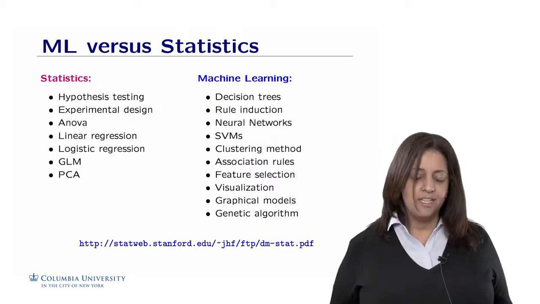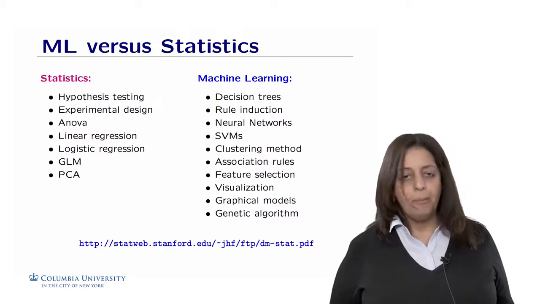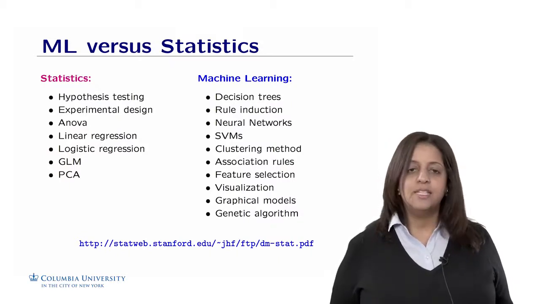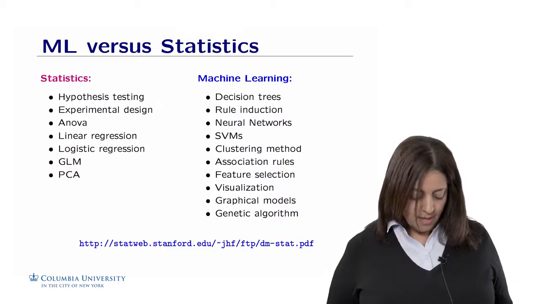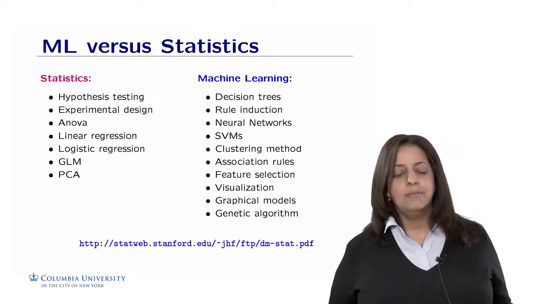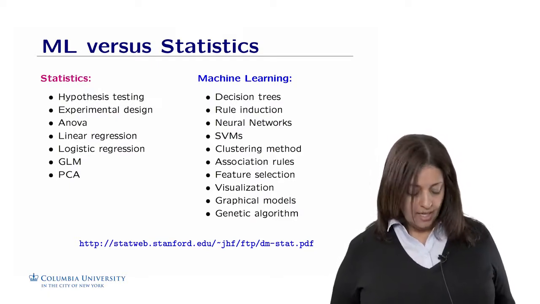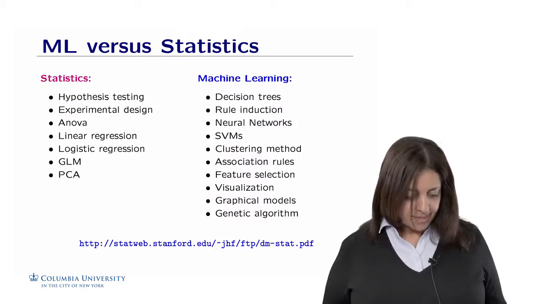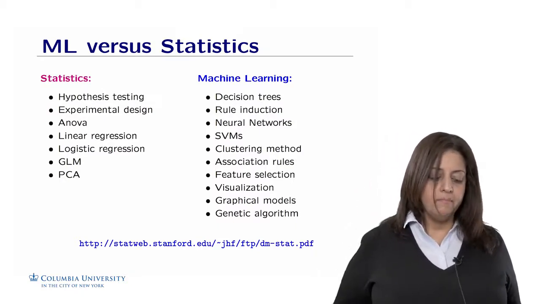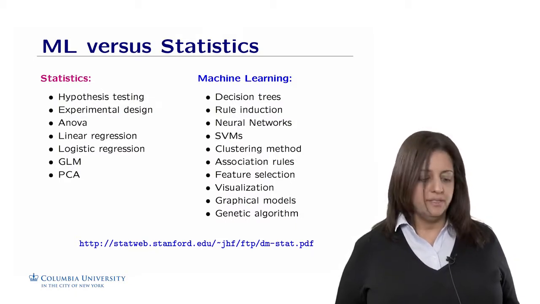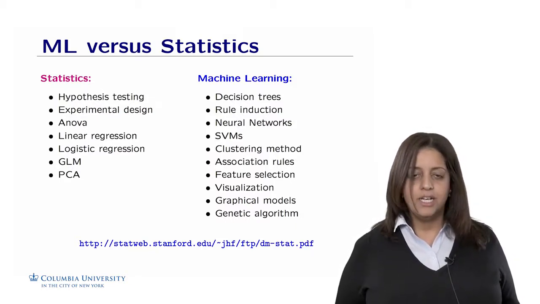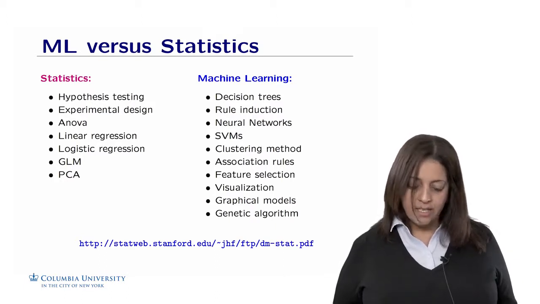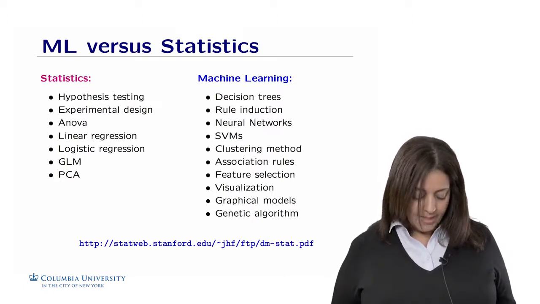They both provide a set of analytical tools and methods with some overlap. For example, probability-based methods exist both in machine learning and statistics. We talk in statistics about fitting models, whereas in machine learning we talk about learning models. Statistics cares about topics like hypothesis testing, experimental design, methods like ANOVA, linear regression, logistic regression, GLM or generalized linear models, principal component analysis. Machine learning cares about computational modeling and high-dimensional spaces.